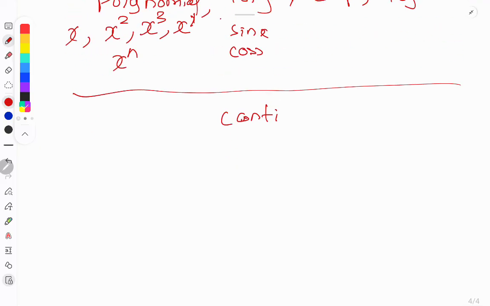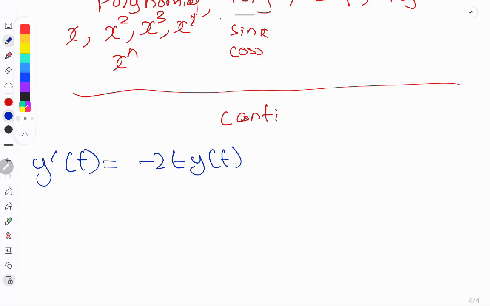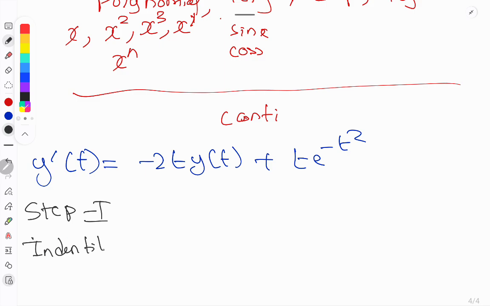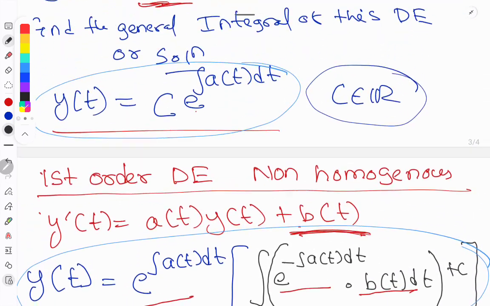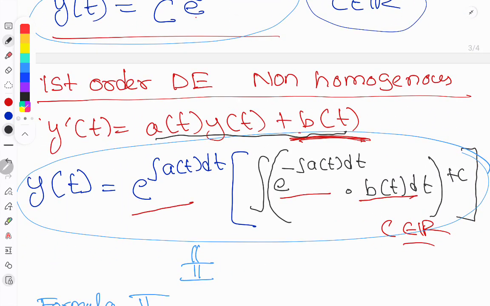Let's solve a question. You have a very easy question over here: y'(t) = -2y(t) + t e^(t²). So step 1, identify a(t) and b(t). If you compare with our general form, what is a(t) and what is b(t)?